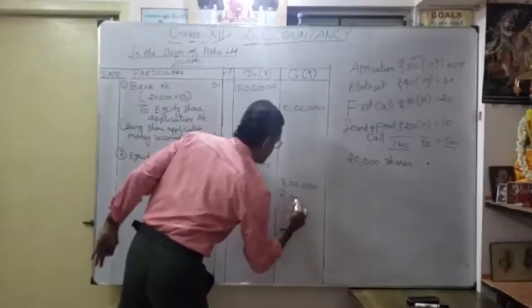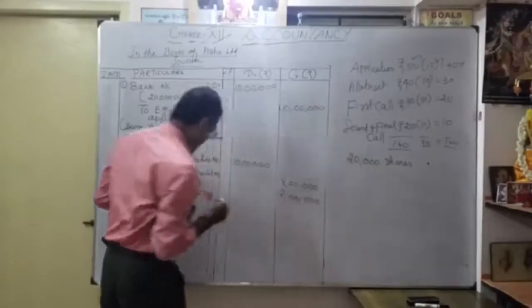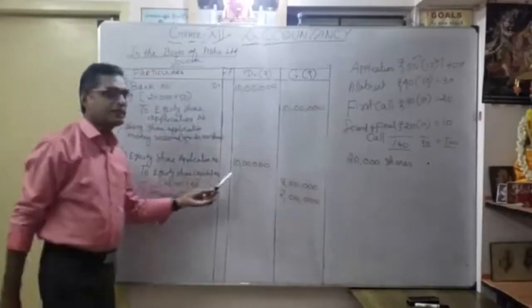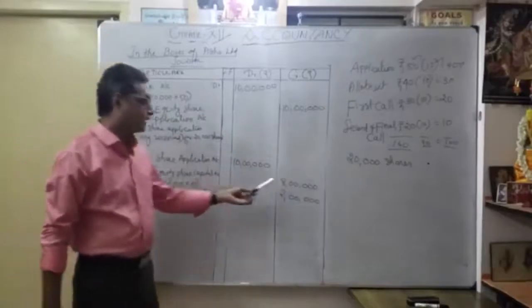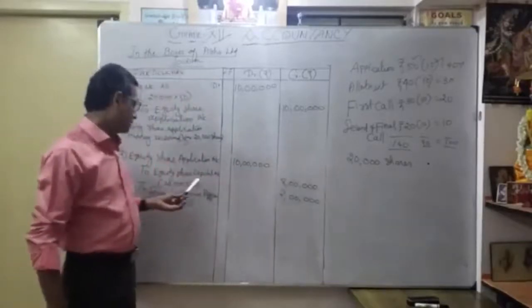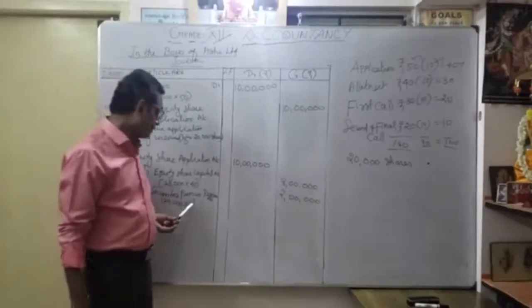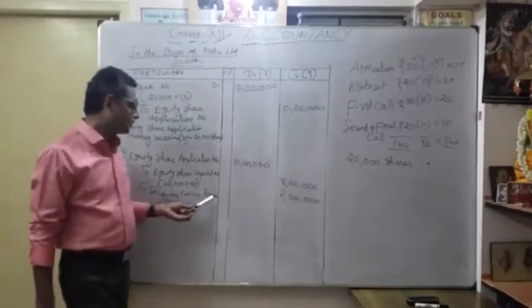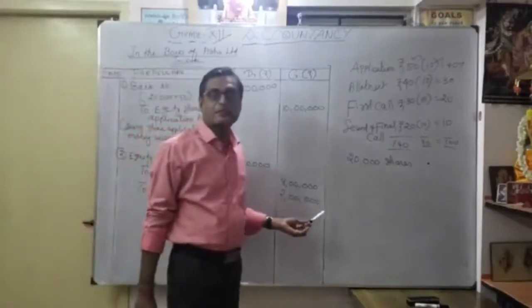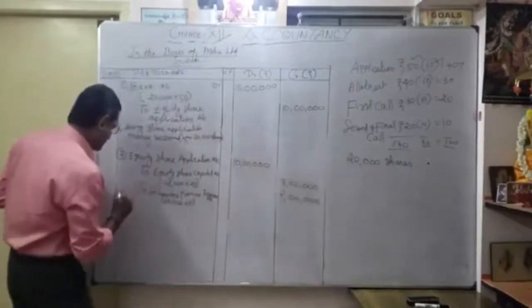So, likewise, you have to write. Breakup, you have to give. Whatever the 10 lakhs, I transferred only 8 lakhs as an equity share capital account. So, remaining 10 rupees, I transferred to securities premium reserve account. That's very, very important. Okay. So, what is the narration here?